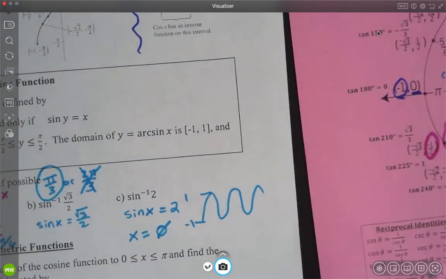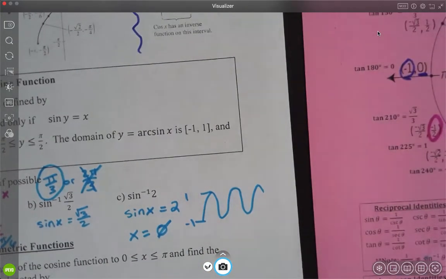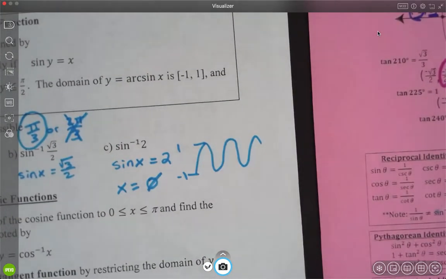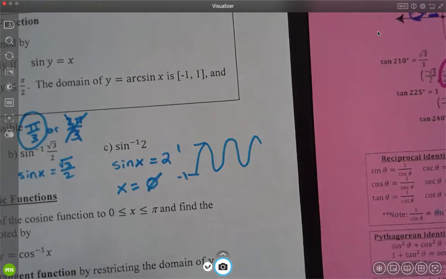No solutions. It will not touch 2 ever, right? Unless we change the amplitude or something like that. But normal sine of x will not touch 2 ever. Does that make sense? So that can happen. All right, let's go down and do a little bit more.